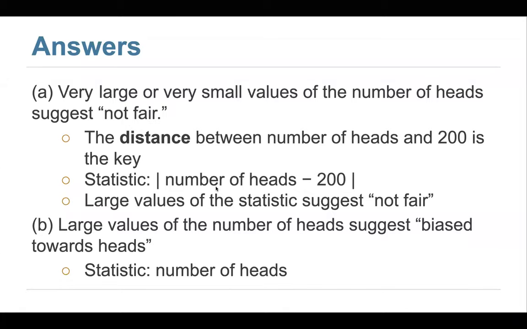So for part B, it seems a little funny that smaller values would suggest fair. But basically, it's not really saying that it's fair, but it's just saying that it's more evidence that it's fair than it's evidence that it's biased towards heads. So that's really the key distinction there. It's really kind of saying, there's the distinction between the two viewpoints. So smaller values is going to be more evidence for the fair viewpoint than it is towards the heads bias viewpoint.